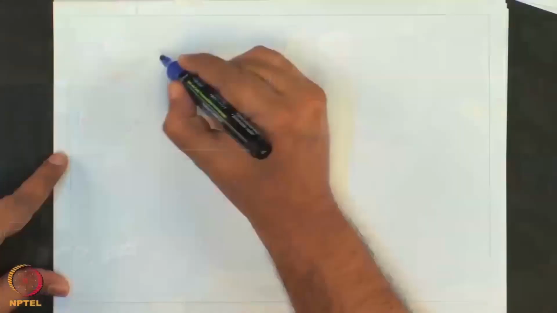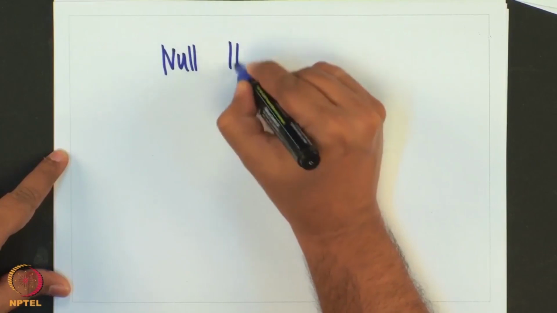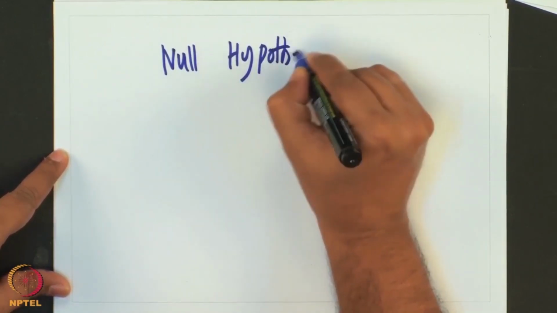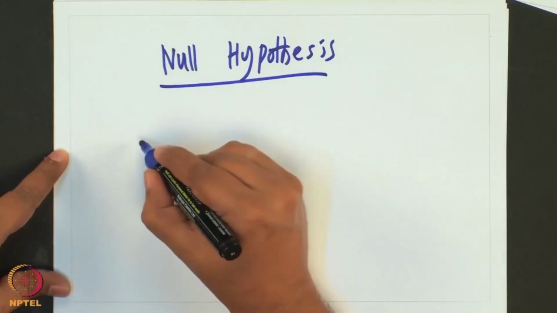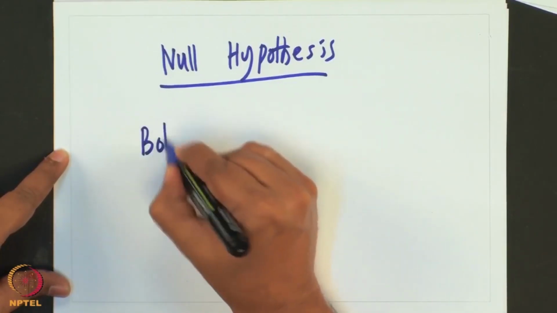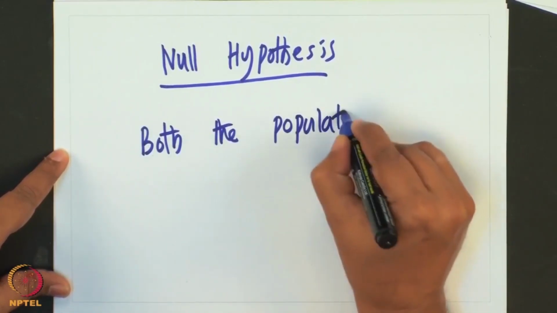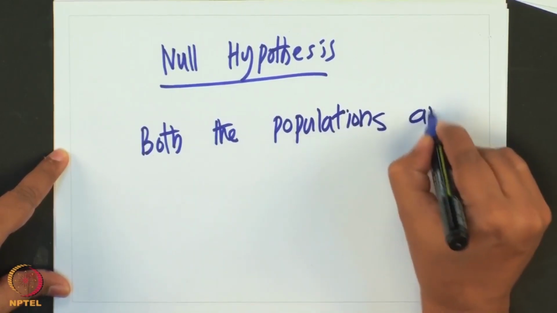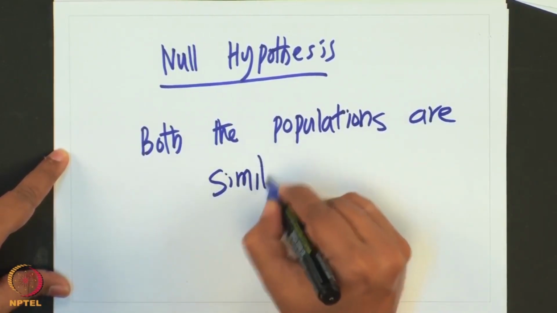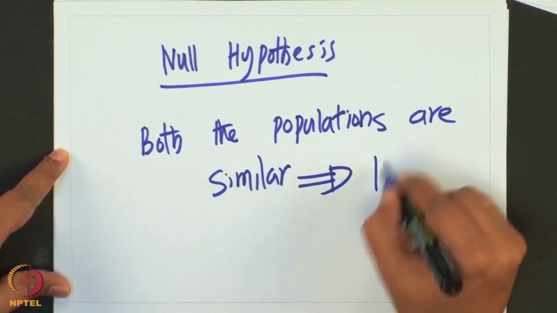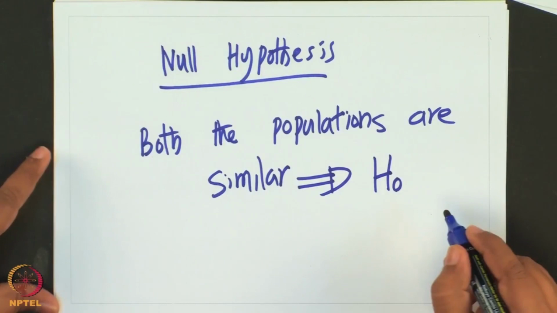First, the hypothesis in this case, we would assume that the two populations are similar. We start with that assumption. That hypothesis is typically called a null hypothesis. It says that there is no difference, both the populations are similar. That is the null hypothesis one would start with, which is called H0.